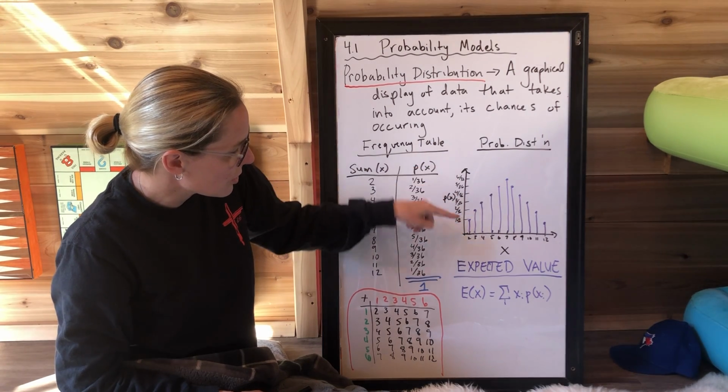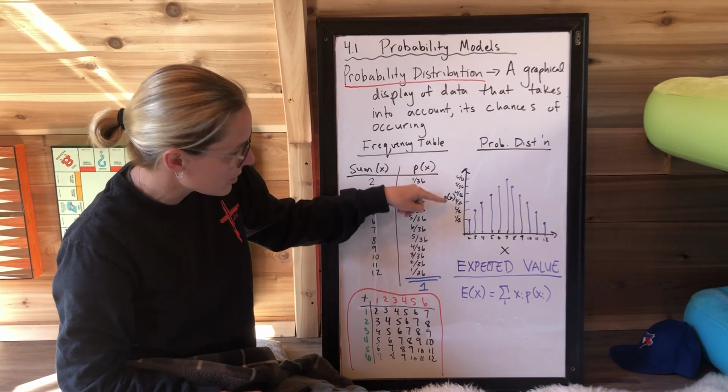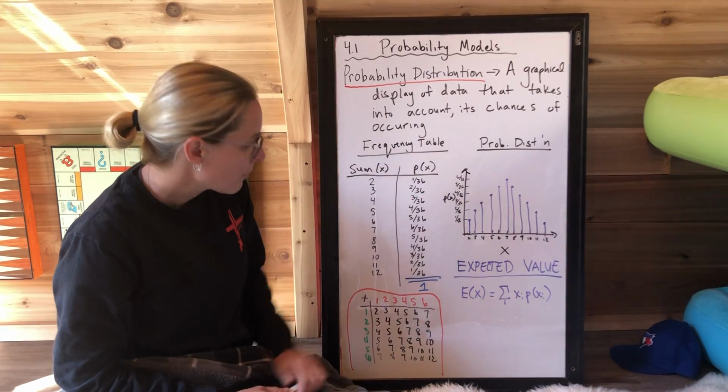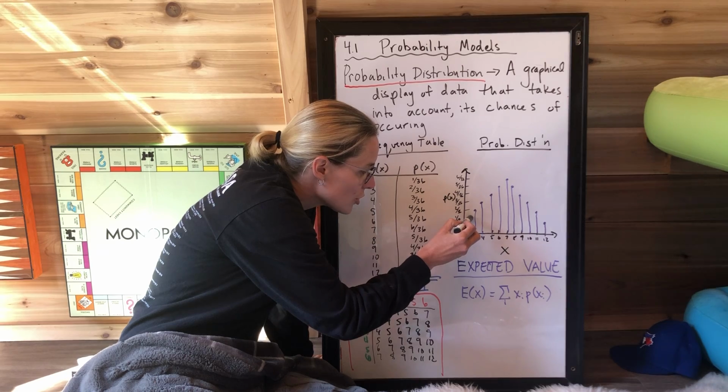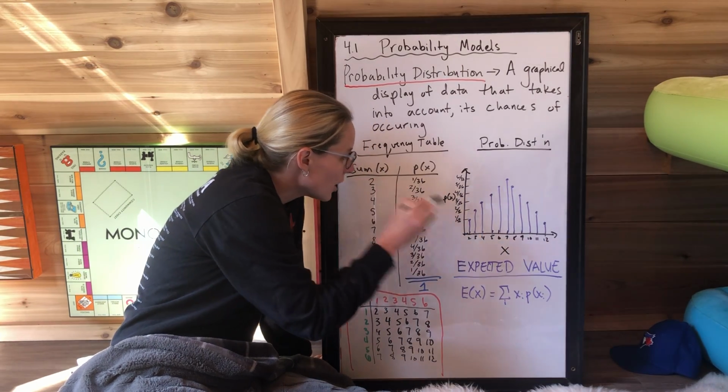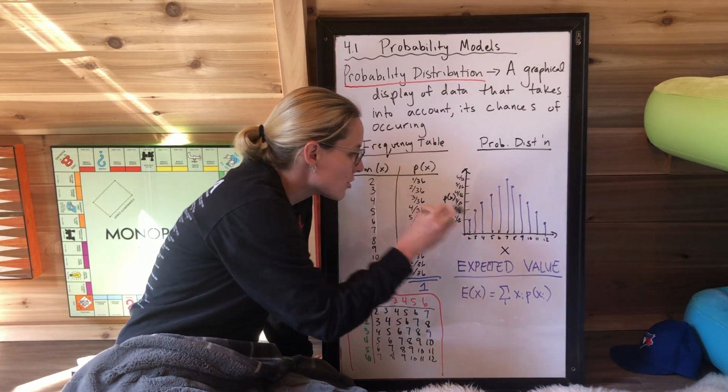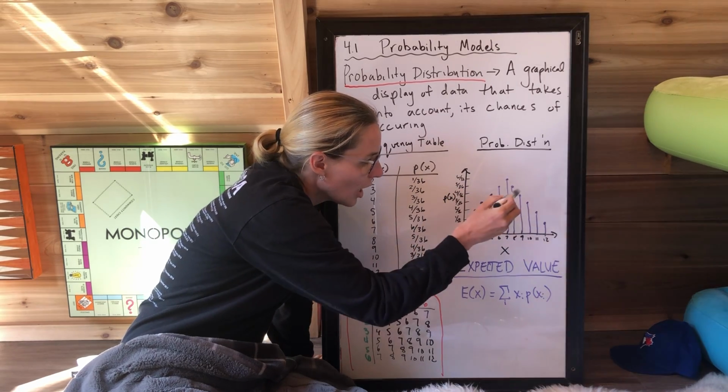up equally. So these are all going up by 1/36, by 1/36. You keep adding 1/36. So then in order to make the probability distribution, you simply draw a dot where this would match. The 2 and 1 over 36. The 3 and 2 over 36. And then you just kind of draw a line down.